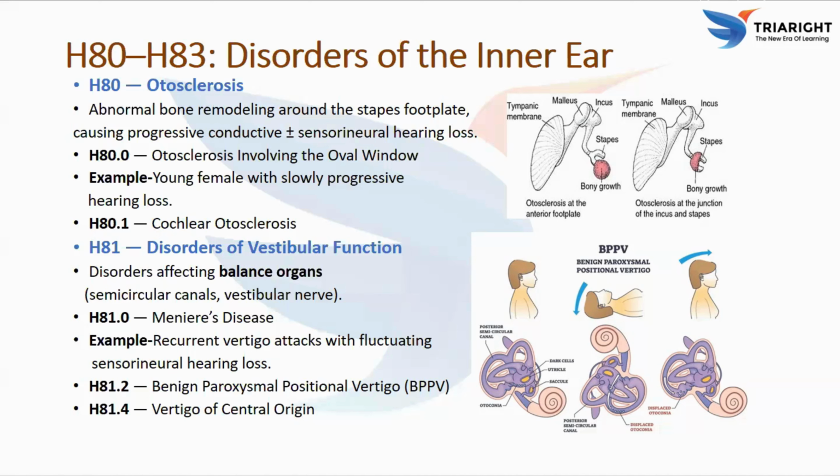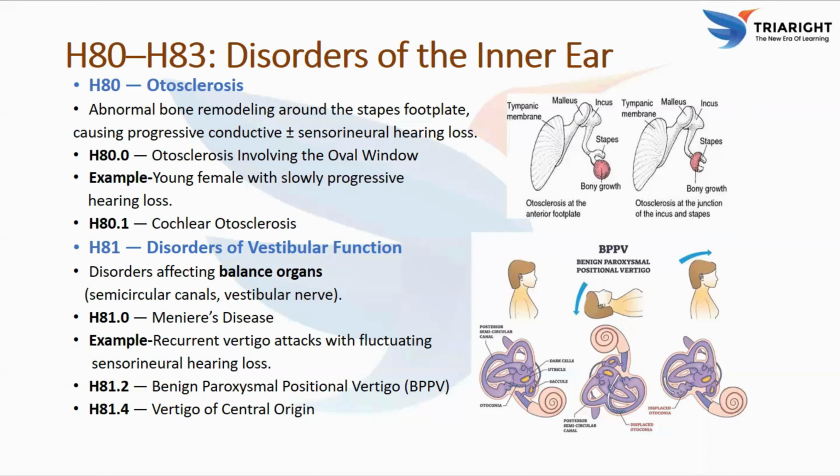So what is H80? Otosclerosis. So what is otosclerosis? It is an abnormal bone remodeling disorder of the otic capsule, especially around the stapes footplate, leading to progressive conductive hearing loss, sometimes mixed or sensorineural loss if the cochlear involvement occurs.